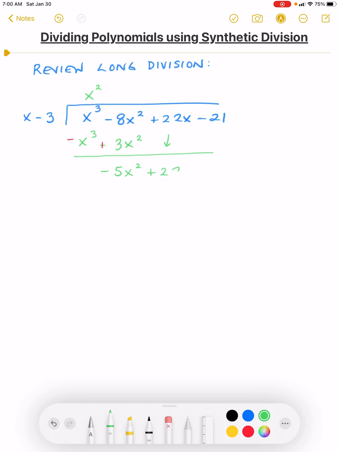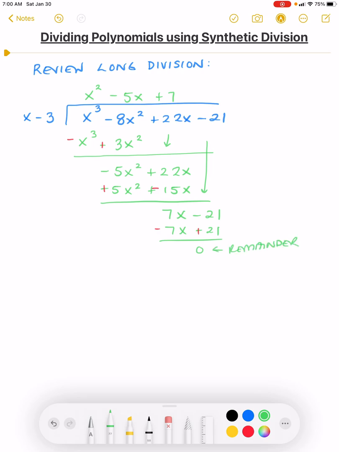We bring down the next term and we just keep looping through those same steps. x goes into negative 5x squared negative 5x times, so we multiply: negative 5x times negative 3 is plus 15x, and then we subtract the terms. Minus a negative is plus, minus 15, and we get 7x. Bring down the last term, and this is our last time through. x goes into 7x plus 7 times, and when we multiply and subtract all the terms, we get a remainder of 0.